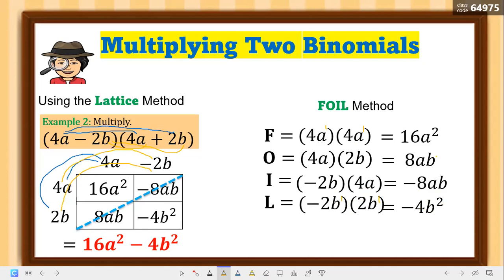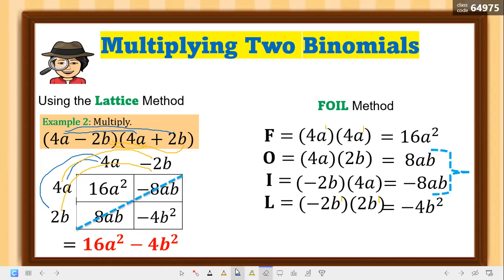And then, what are we going to do with this? Outer and inner terms. Combine. Ano yung sum nila? What is the sum of the outer and inner terms? Zero na po. Okay. Isusulat pa ba natin kapag 0 yung sagot? Hindi na po. So, ibig sabihin yan, cancel out na po yan kasi 0 yung value niya.